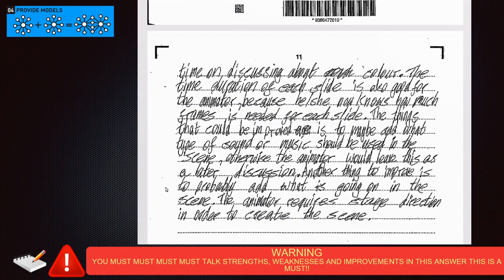The candidate refers to the correct target audience for the storyboard, as well as providing both strengths and weaknesses. The weaknesses are referred to within the context of the suggested improvements. The answer is actually well written. I understand it. That's the main thing. Let's have a look at the next candidate.